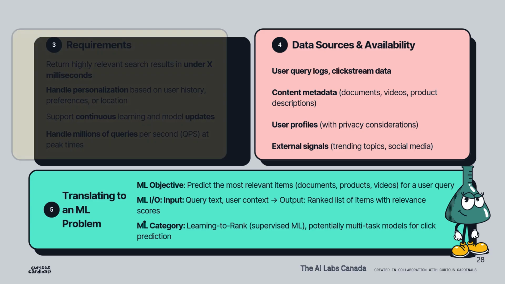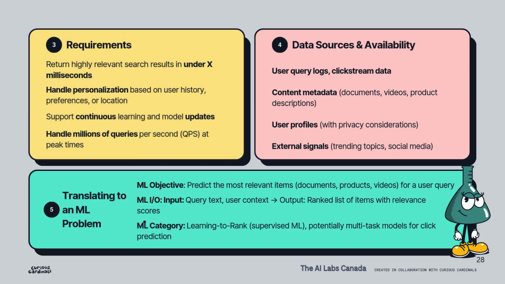Some examples of features could be personalization based on user history. Should we handle autocomplete? And how fast do we need to return the results? Is it 100 milliseconds or less? So this could be an example. Then we need to define the constraints, like what the latency requirements are, what the scale requirements are, and whether there are any constraints on user privacy. And of course there will be.